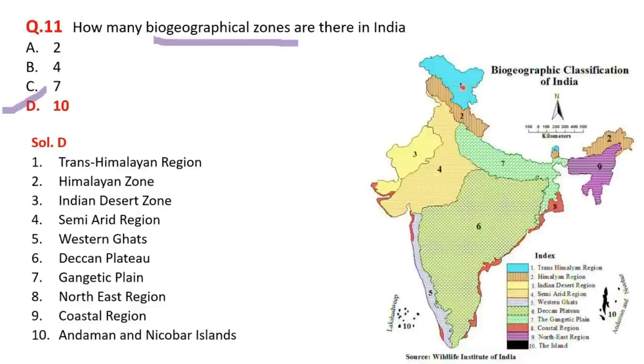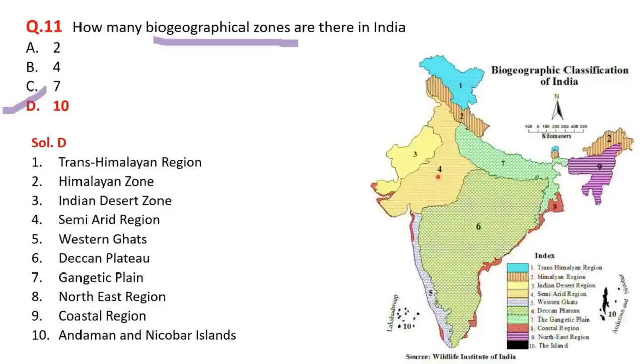So the first one is the Trans-Himalayan region. Second one is the Himalayan zone, this part and this part. Third one is the Indian desert zone. Fourth one is the semi-arid region. Fifth one is the Western Ghats. Sixth one is the Deccan Plateau. Seventh one is the Gangetic Plain, along the Ganga River. Eighth one is the Northeastern region, this part as well as this part. Ninth one, coastal region. Tenth one, Andaman and Nicobar Islands.